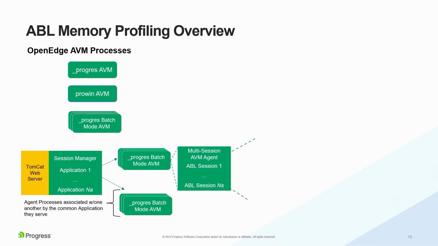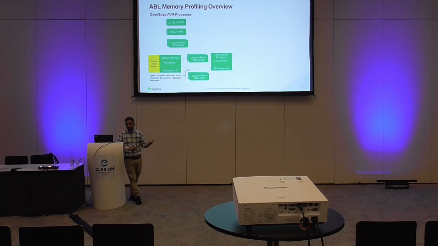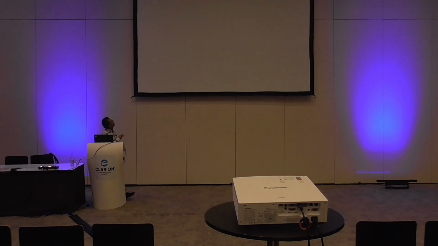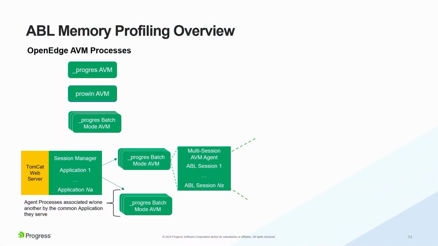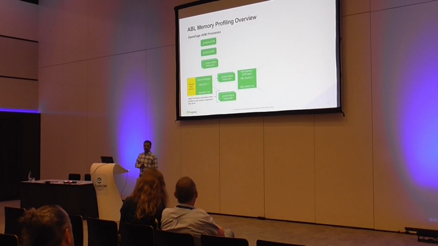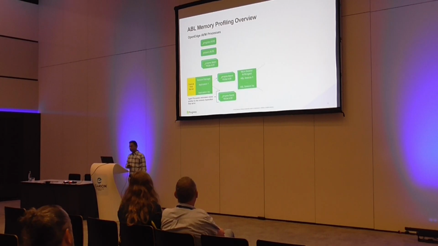In our OpenEdge ecosystem, we have various processes. Either those processes are single-threaded or multi-threaded. These three processes, my AVM, my _progres client, that is my GUI client, or my batch mode client, are single-threaded processes. The next one that I have is my multi-session PASOE agent. This process is a multi-threaded process, and each of these processes has multiple threads in it.